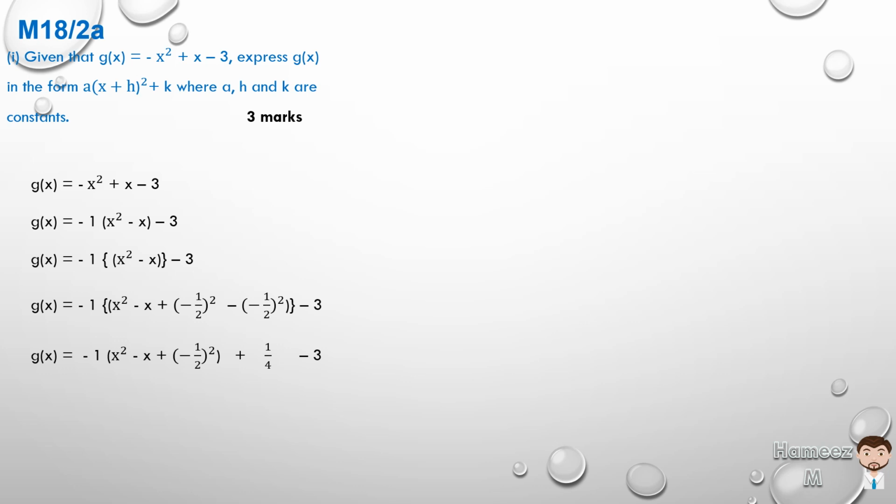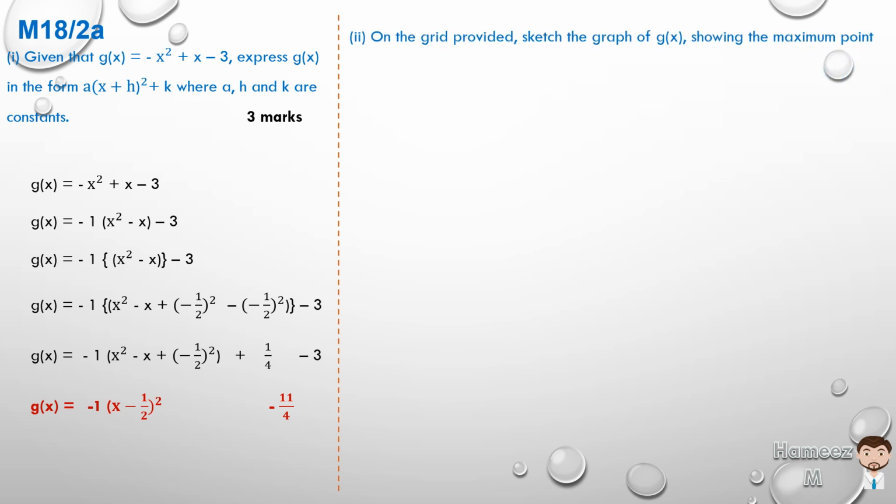So the trick in it was looking at the coefficient of the x term, which is minus 1 in this case, and finding half of that coefficient. Minus 1 times x minus a half squared, and plus a quarter minus 3 is minus 11 on 4. So we know a, which is minus 1, h, which is minus a half, and k, which is minus 11 on 4. Part 2. On the grid provided, sketch the graph of g of x, showing the maximum point and the y-intercept.